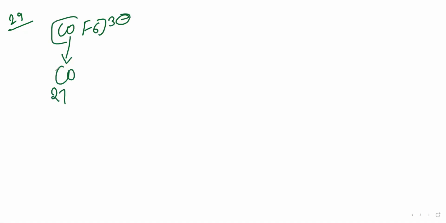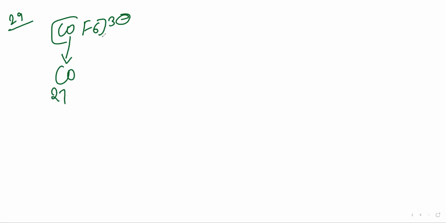Now next is 29. So 29 asks for the number of unpaired electrons in the complex. You have to find it. So it is nothing but CoF6 3 minus. Cobalt's atomic number is 27. It is already given, right? So it is very simple to explain.